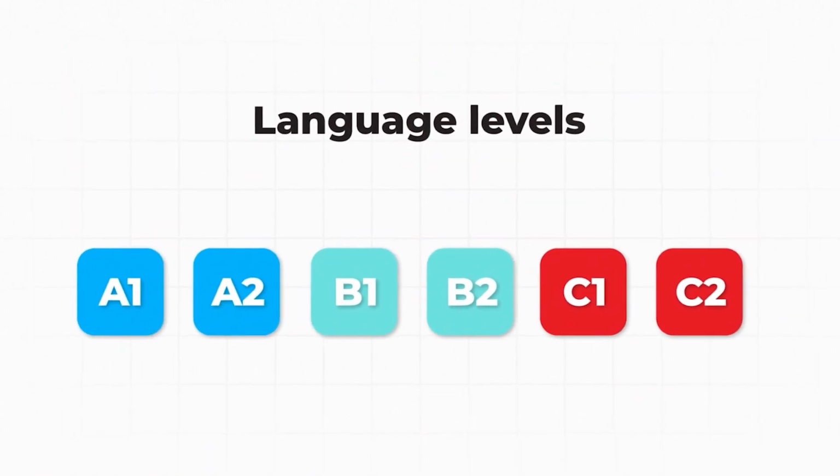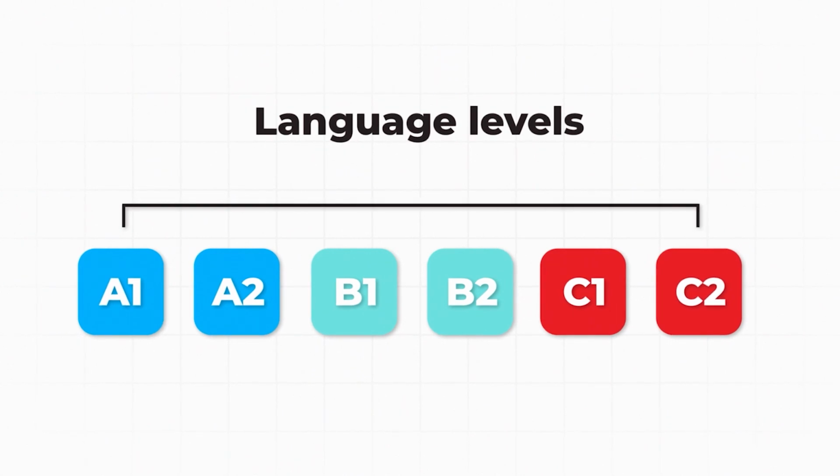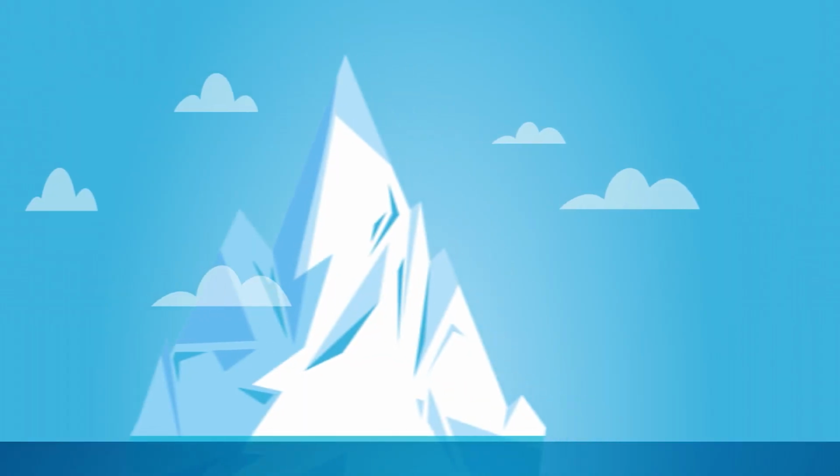In this series, we'll explore all 6 levels of German learning, from A1 to C2, and uncover what you need to know at each stage, and more importantly, what you need to be able to do with the language to truly master German. Think of German fluency as an iceberg.